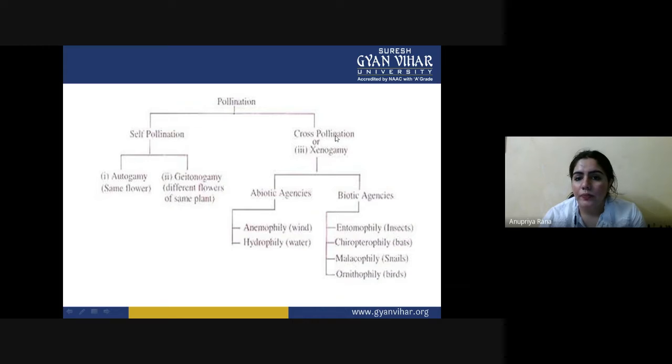Next is cross pollination, or xenogamy. This is done by the process of cross pollination. In this xenogamy process, pollination can be done by two agencies. One is abiotic agencies and the second one is biotic agencies.